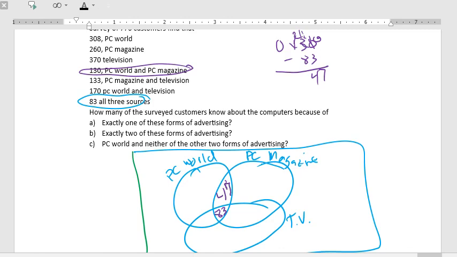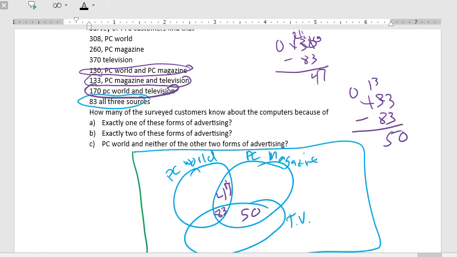Now let's look at magazine and TV. That's 133 minus 83, which gives us 50. And then let's look at World and TV. That's 170 minus the 83, so we get 87.